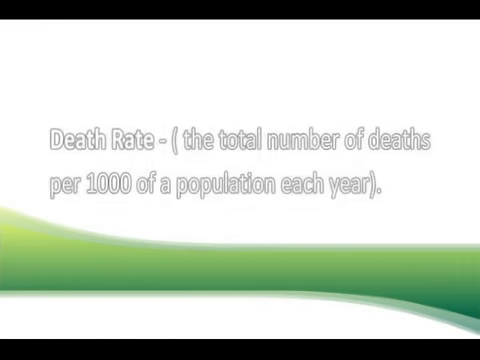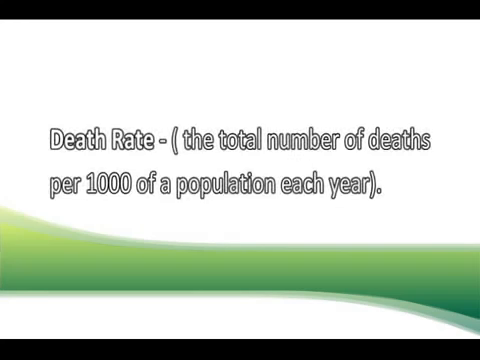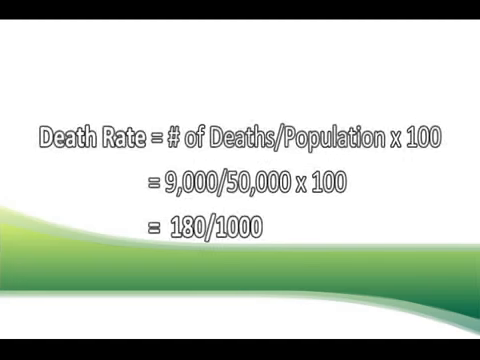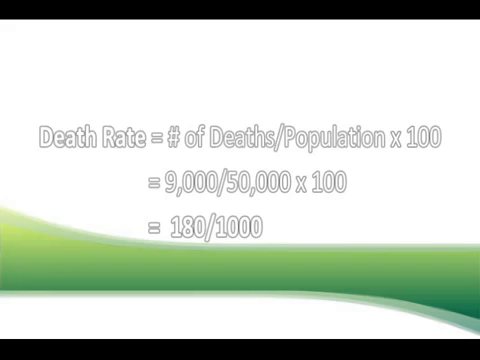Then calculate the death rate, which is the total number of deaths per 1,000 of a population each year. Death rate equals the number of deaths over population times 100, which is 9,000 deaths over 50,000 times 100, and you will get the answer of 180 over 1,000.